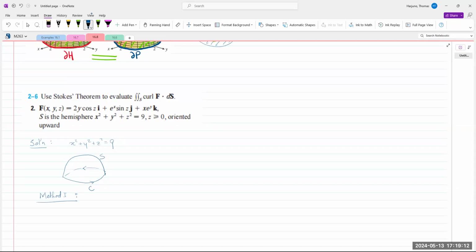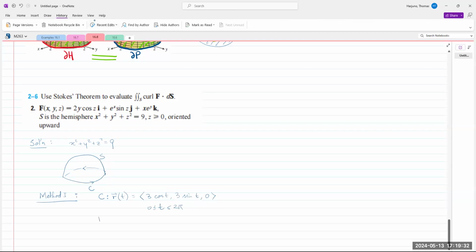Okay, so C is parameterized by r(t), radius 3, right? So 3 cosine t, 3 sine t, comma 0. The t is from 0 to 2 pi.